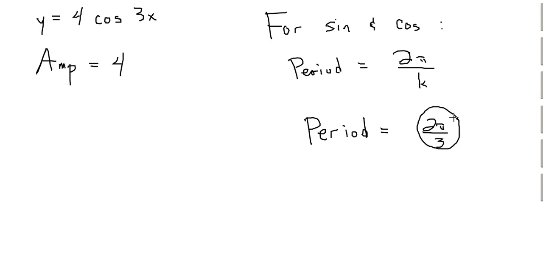So if the period is how far it takes one cycle of the sine curve, or one cycle of the cosine curve to be drawn out, now we're going to stretch our sine, in this case the cosine curve, from 0 to 2 pi over 3.